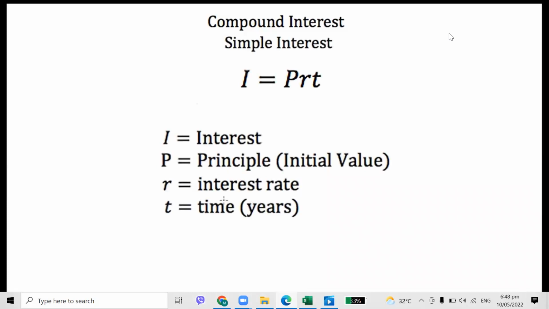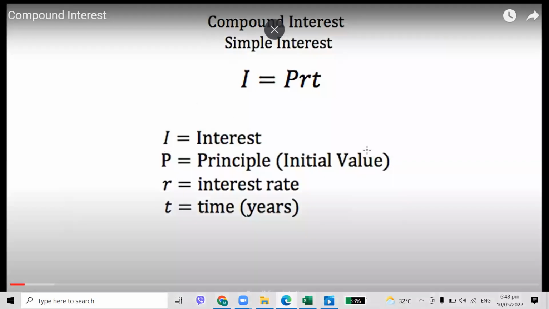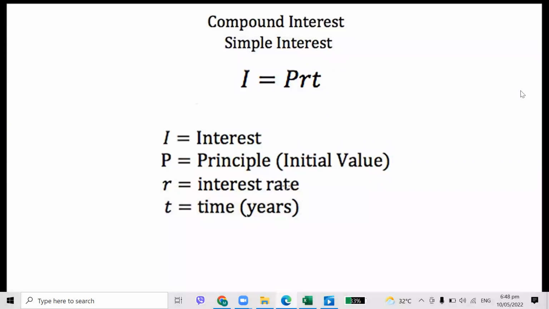R is our interest rate. Now usually you get interest paid as a percentage of the initial investment or the initial loan. So R, this interest rate, this is usually a percentage. If we had a 5% interest rate, when we plugged in 5% into this formula, we would plug in the decimal version of 5%. We would plug in R is equal to 0.05 in this case.